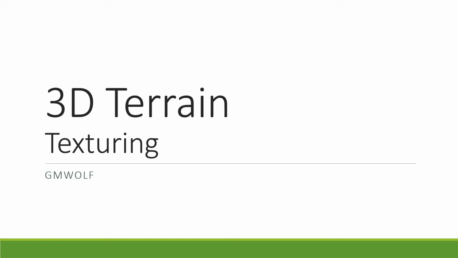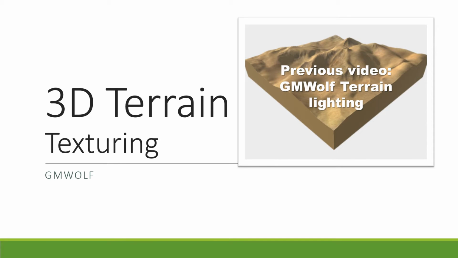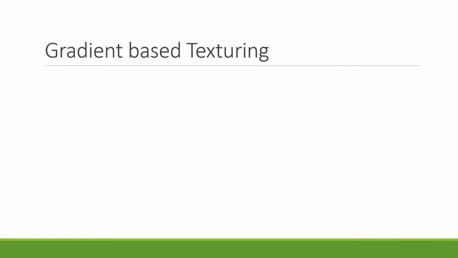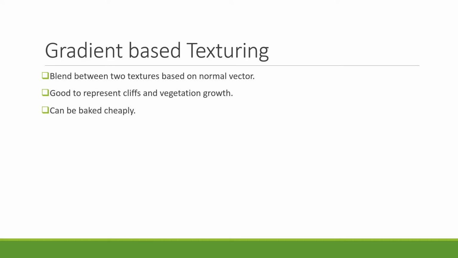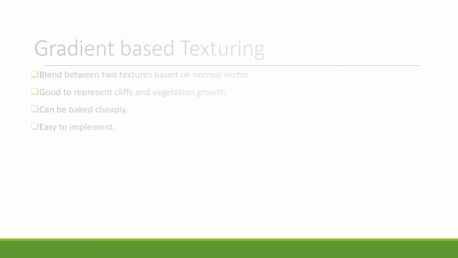Today we're looking at 3D terrain texturing. This video will build upon the last video I made, so if you haven't seen it, I strongly recommend you go watch it. Today we're going to be looking at gradient-based texturing, which blends two textures based on a normal vector. This is good to represent cliffs and vegetation, etc. And it can be baked really cheaply, which makes it really easy to implement.